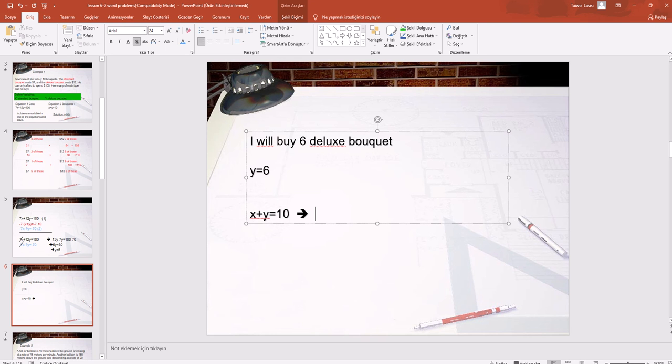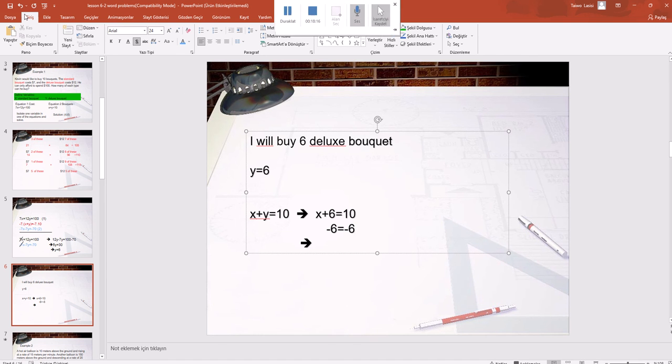I'm going to substitute 6 here. x plus 6, okay, equals 10. Okay, and I'm going to subtract 6 from both sides. I'm going to write here, subtract 6 here, and subtract 6 from the other side. Subtract 6, because what I do to one side I do to both sides. Okay, and now I see that x equals 4. Any question?